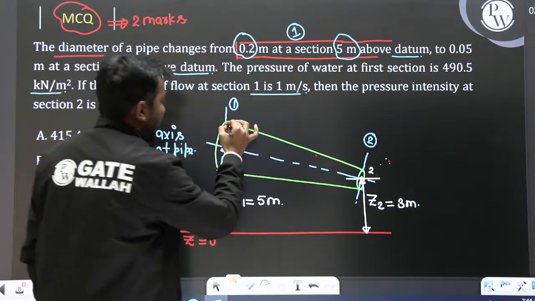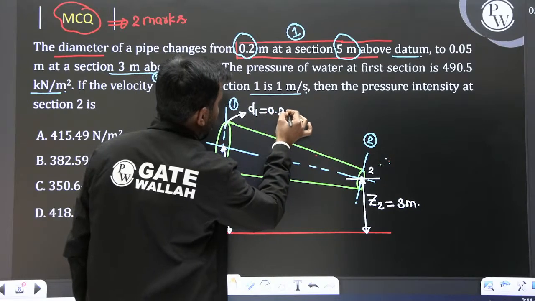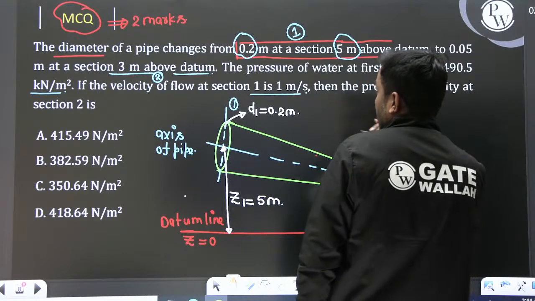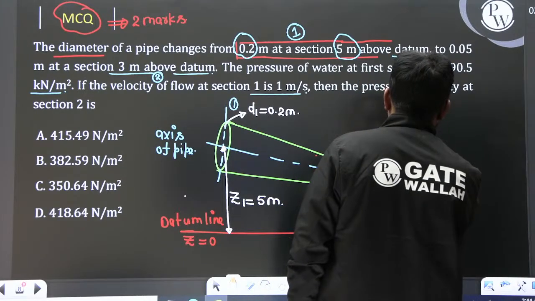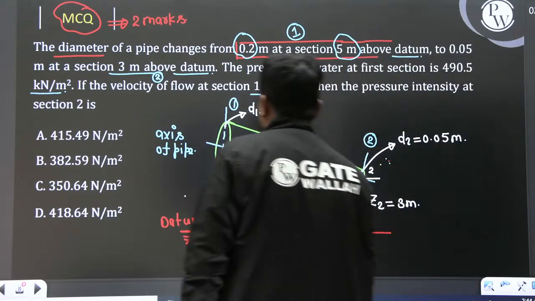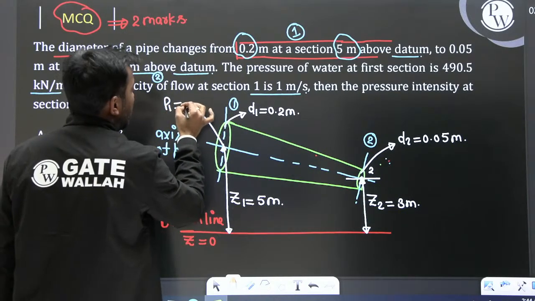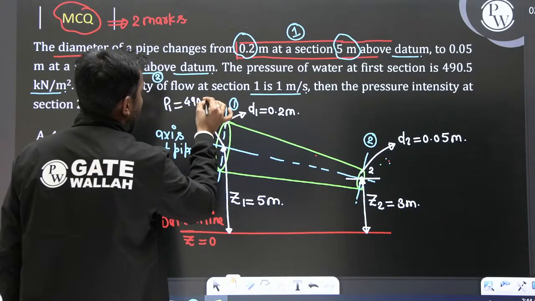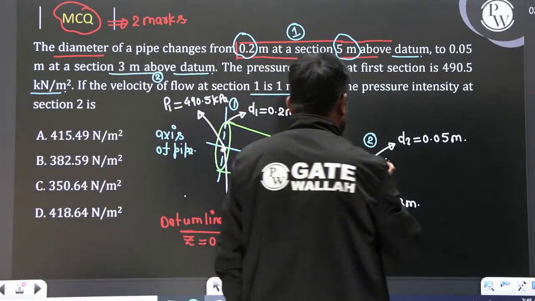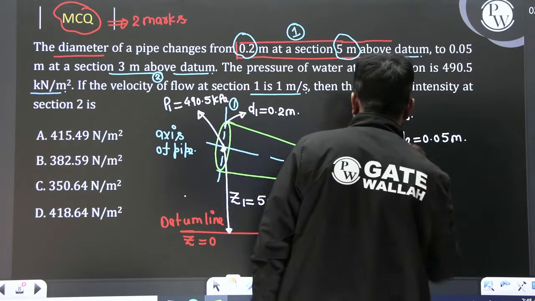Clear? And the diameter at section 1 is given as 0.2 meter, and at section 2 the diameter is D2, which is 0.05 meter. And what about the pressure? At section 1 the pressure is given as P1, and P1 is 490.5 kPa. Clear? At section 2 the pressure is P2, and that pressure you need to determine.